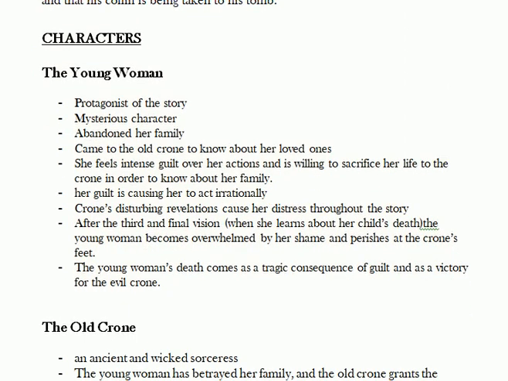Now we will move towards the characters. We will see that there are only two characters in the story, the young woman and the old crone. The young woman is the protagonist of the story, who is anonymous. She is unnamed, which makes her a mysterious character. We actually don't know why she had abandoned her family. We don't know the reasons, and that adds more mystery and suspense to the story.